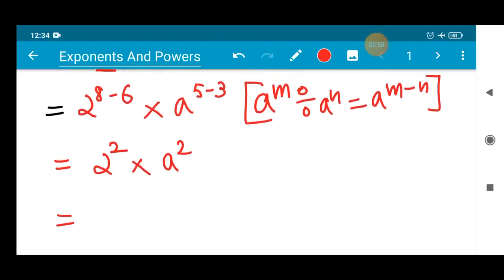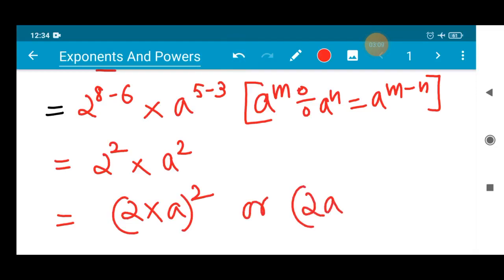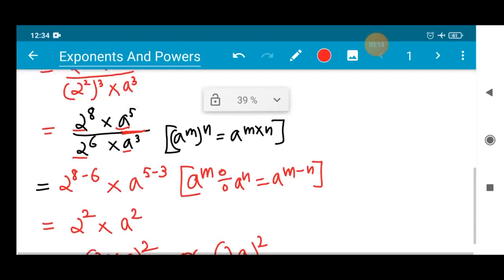Now you can see here, when you have different bases and there is an exponent same, then we can multiply this 2 into a to the power square, or you can write as 2a whole square as an answer. So any form you can write it. Okay, so this is your choice. I hope you guys understood this.